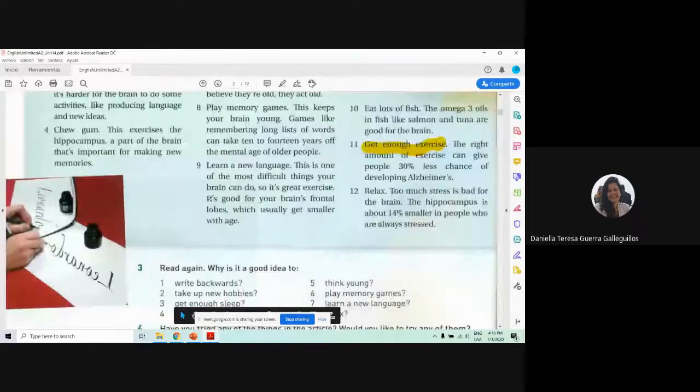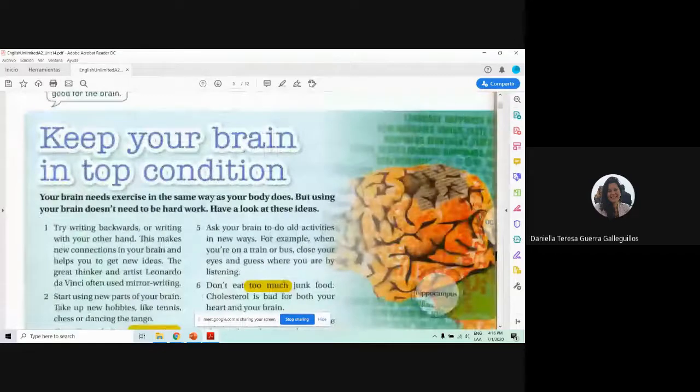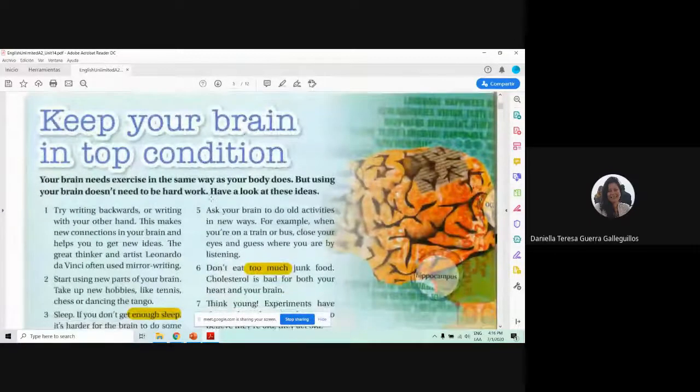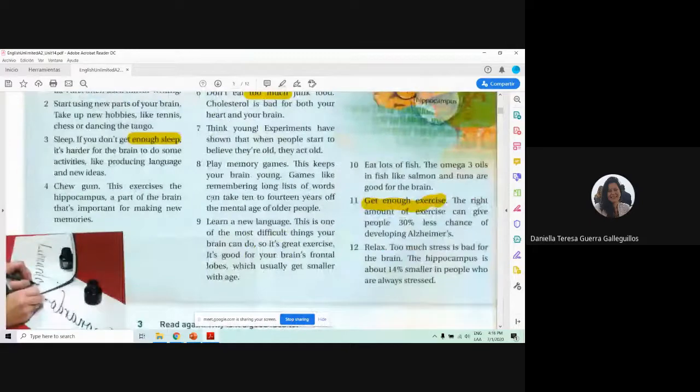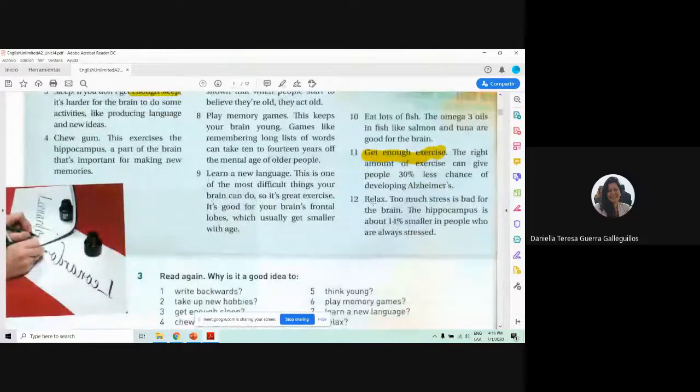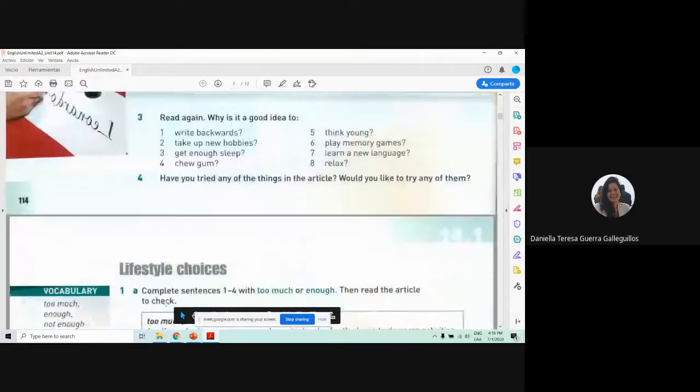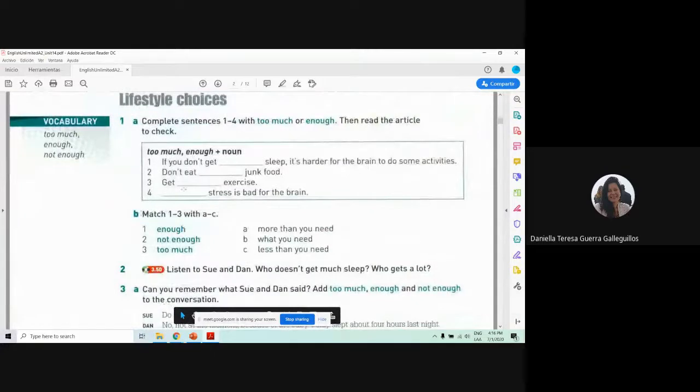In relation to the book page, the book offers a text about how to keep your brain in top condition. And it gives you 12 tips of things that you can do using the examples of too much, too many, and enough. For example, too much stress, because in the PowerPoint, we were saying that too much was for uncountable nouns. Based on that, let's try to complete activity 1A, completing with too much and enough, based on what we saw in the PowerPoint.